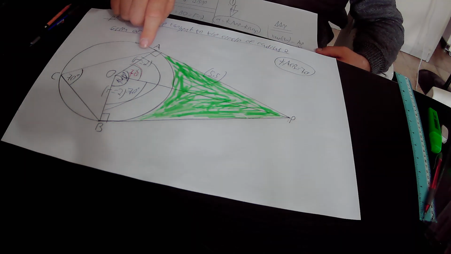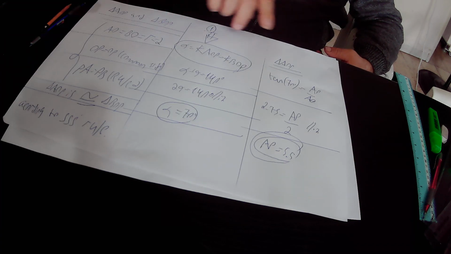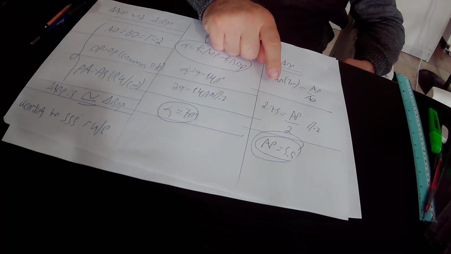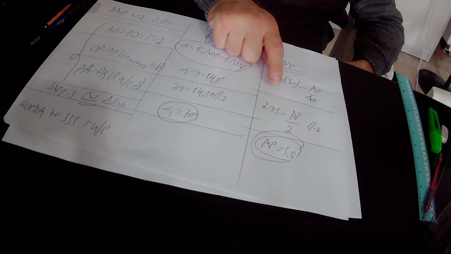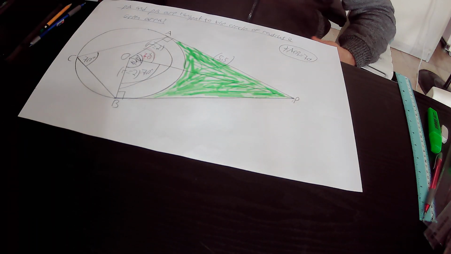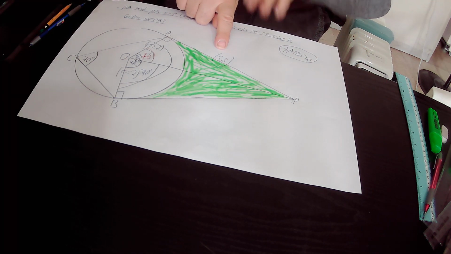AO is the radius of this circle, which equals 2. Therefore we substitute AO by 2. In conclusion, 2.75 equals AP over 2. Then we multiply this equation by 2, and finally find that AP equals 2.75 times 2, that is 5.5. In conclusion, the length of this side AP is 5.5 units. Okay?